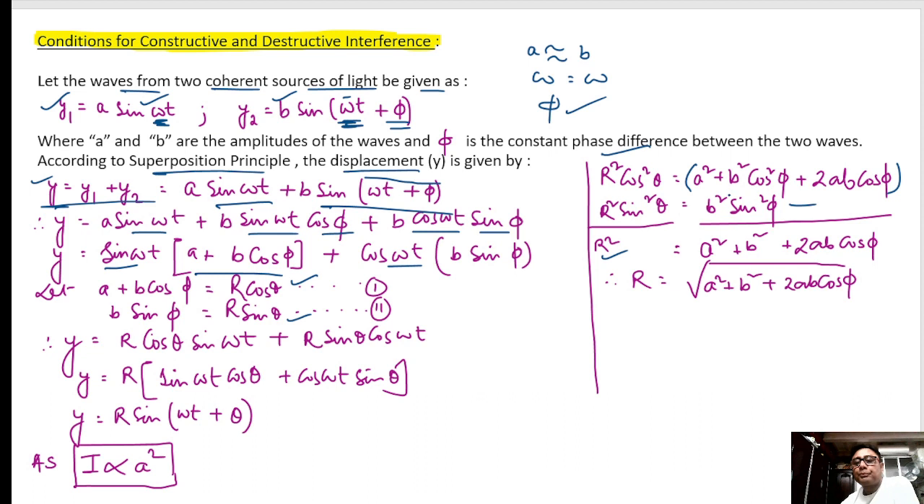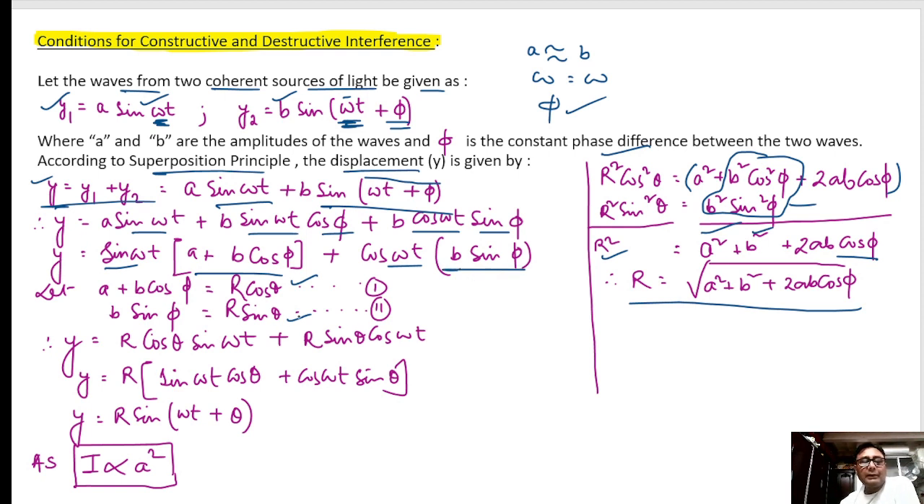And b square cos square phi plus b square sin square phi will give you b square, and this is 2ab cos phi. So r is the resultant of this. Now this we have taken as r and this we have taken as r.